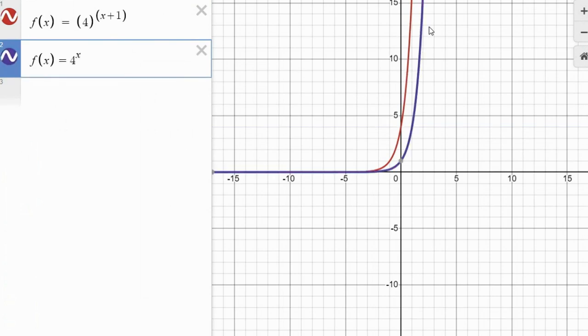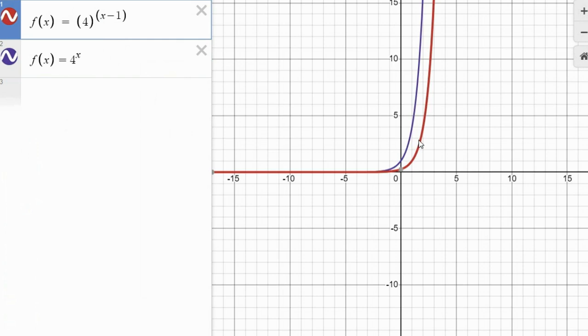Notice every point just shifted 1 left when we change the x up here and add or subtract a number to it. It's shifting every single point 1 to the left. If we make this a negative 1, it shifts it to the right now. Well, let's go negative 3. How about that? X minus 3. We can see every point is exactly 3 to the right of where it originally was.